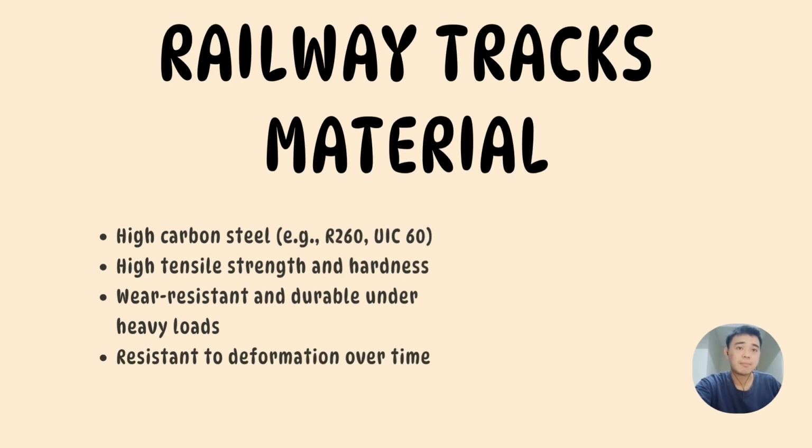Railway tracks are primarily made from high carbon steel such as R260 and UIC 860. This type of steel is wear resistant, capable of withstanding continuous loading, and offers dimensional stability under varying operational conditions.